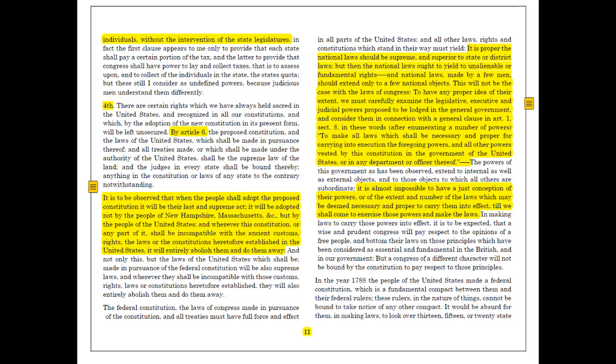This will not be the case with the laws of Congress. To have any proper idea of their extent, we must carefully examine the legislative, executive, and judicial powers proposed to be lodged in the general government and consider them in connection with a general clause in Article 1, Section 8 in these words: to make all laws which shall be necessary and proper for carrying into execution the foregoing powers and all other powers vested by this Constitution in the government of the United States, etc. Continuing, it is almost impossible to have a just conception of their powers or of the extent and number of laws which shall be deemed necessary and proper to carry them into effect, till we shall come to the exercise of those powers and make those laws."